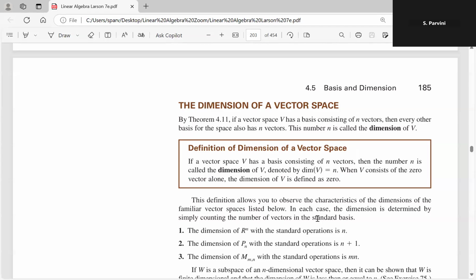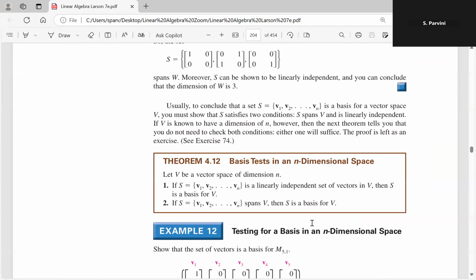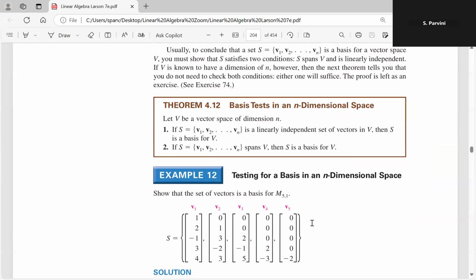Now, what else? Let's take a look at, and then we'll go to exercises, number 12 now. Number 12 is actually a very interesting, very useful theorem, and this is the last theorem of the section. Theorem 12 is the basis test for n-dimensional space. Remember, to be a basis, the set must span V and the vectors within S must be linearly independent. Well, this theorem says that for a vector space of dimension n, if S is linearly independent, then S is a basis. Boom, just based on that number 1. You don't need number 2.